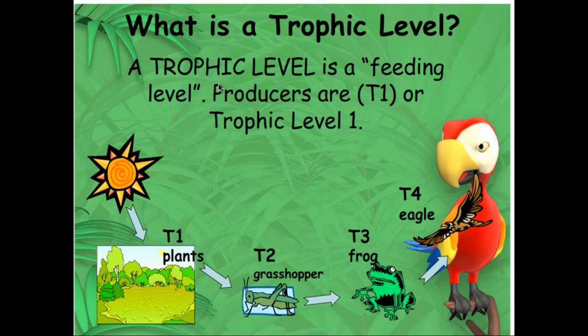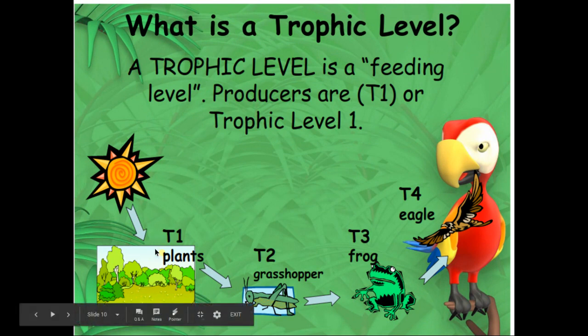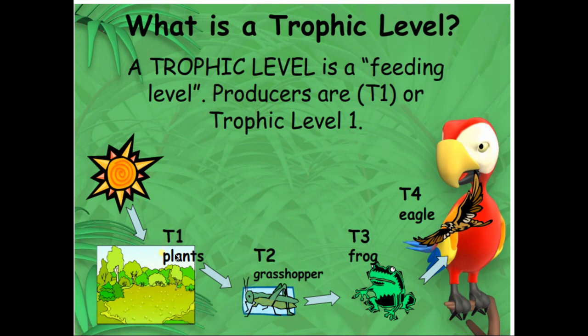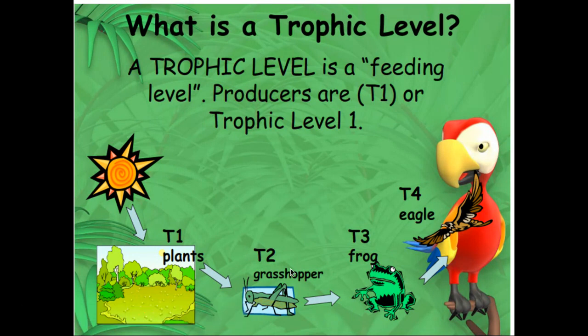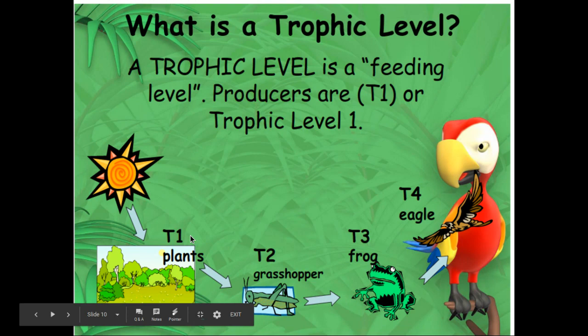Now, we also use a term called trophic levels. It's a feeding level. So producers will always be the first trophic level because they are going to be creating the food, so to speak, from the sun's energy. So they're going to be taking the sun's energy and putting it into a form that the other organisms will be able to consume and get their energy from. Again, that process is photosynthesis.